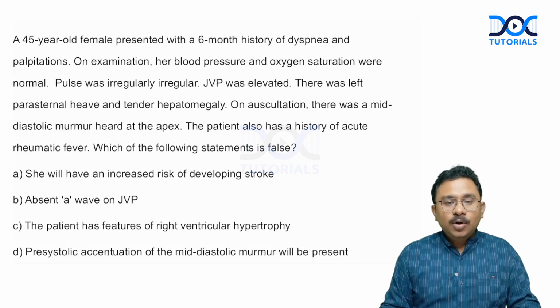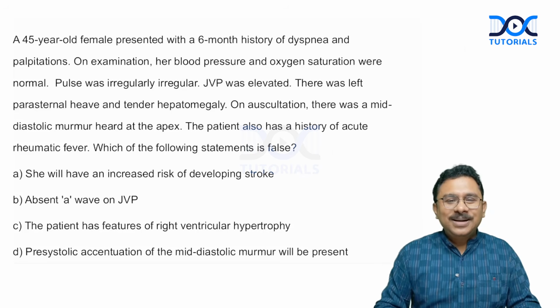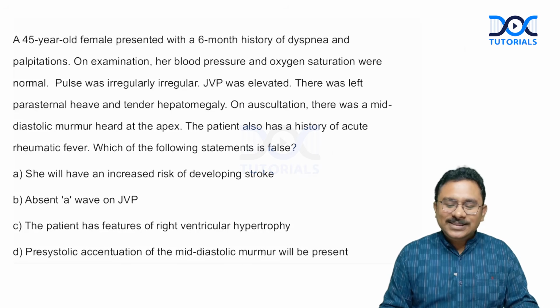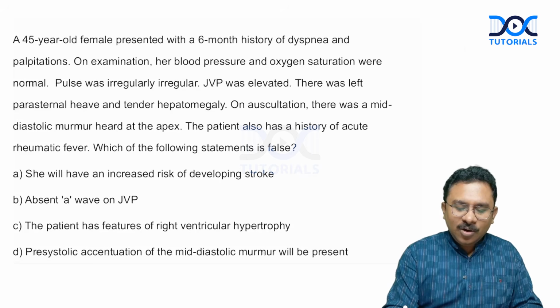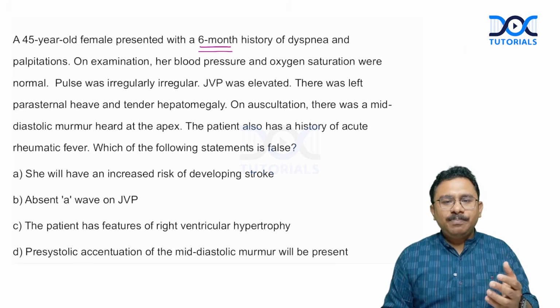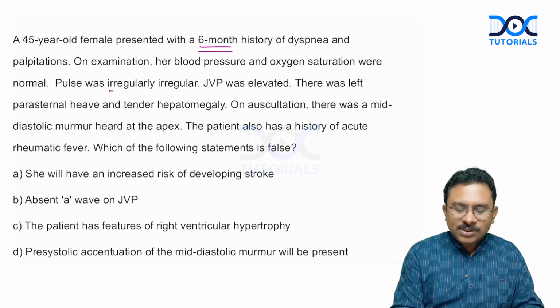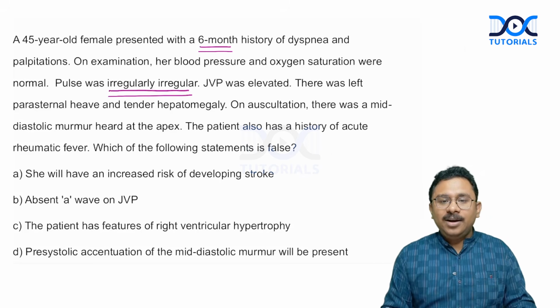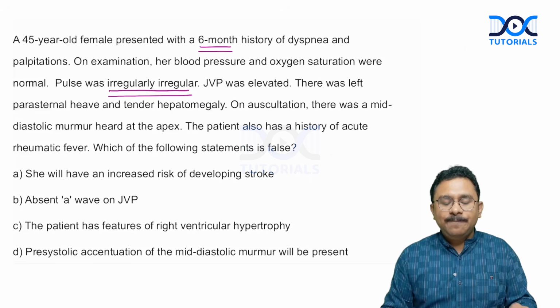A 45-year-old female presented with a 6-month history of dyspnea and palpitation. So, a relatively longer duration of symptoms: 6 months, dyspnea and palpitation. On examination, BP and oxygen saturation normal. Pulse was irregularly irregular. Okay, so could be an atrial fibrillation. We don't know. Let us see.